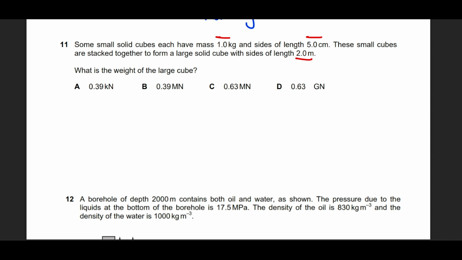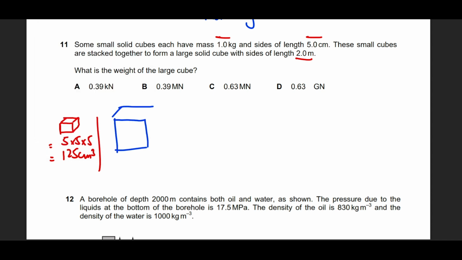No problem. So first find out that the small cube has a volume of 5 into 5 into 5. So this becomes 125 centimeter cube, right? The next thing we have is the large cube having sides of 2 by 2 by 2. Please notice this is in meters, right? So this will be 2 meters, 2 meters, and 2 meters. So this comes out as 2 into 2 into 2 as 8 meter cube.